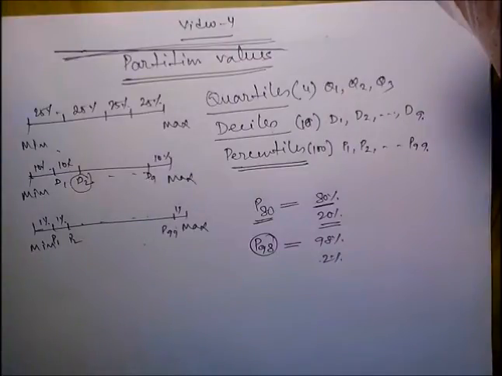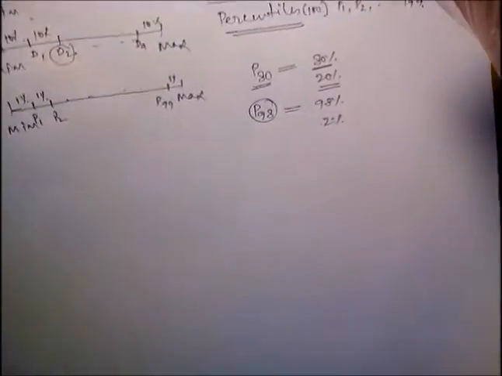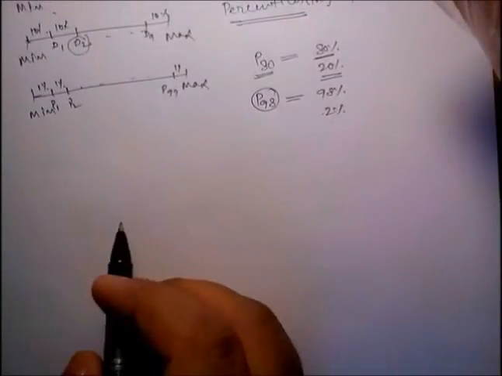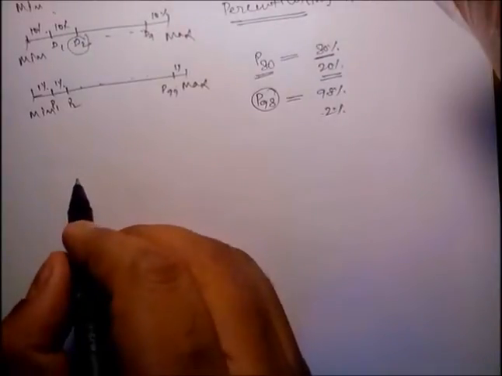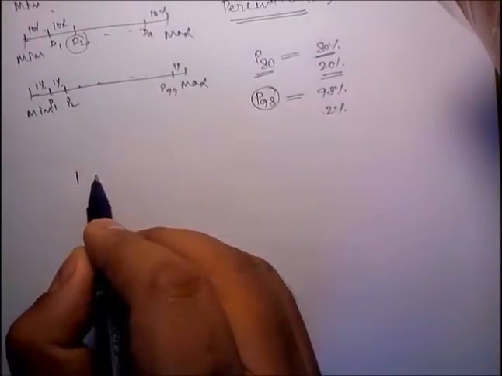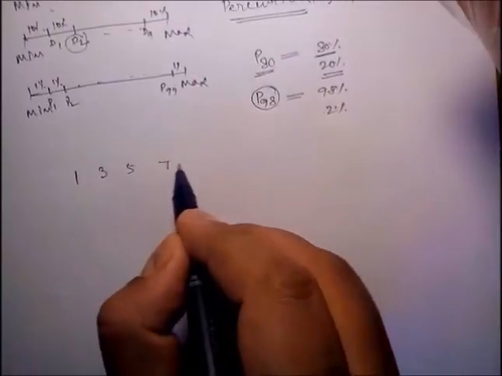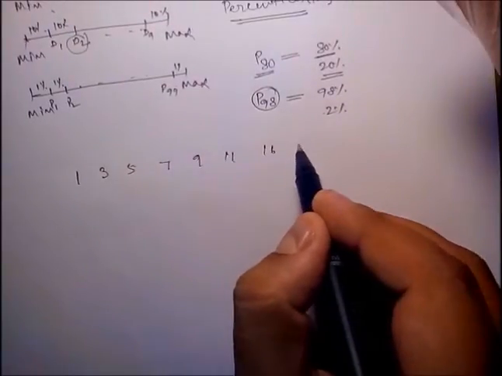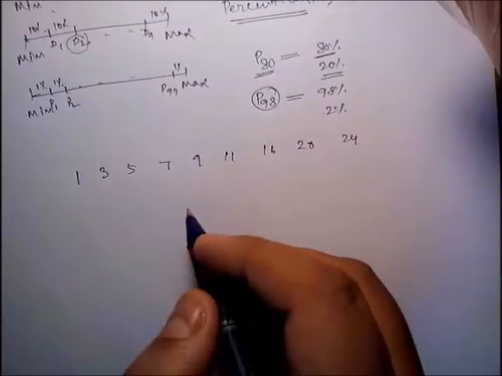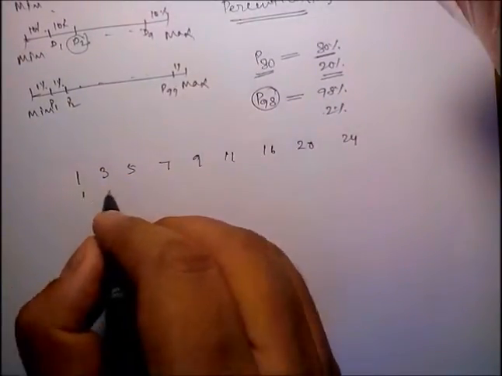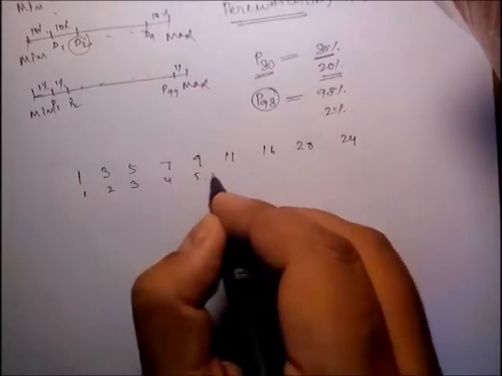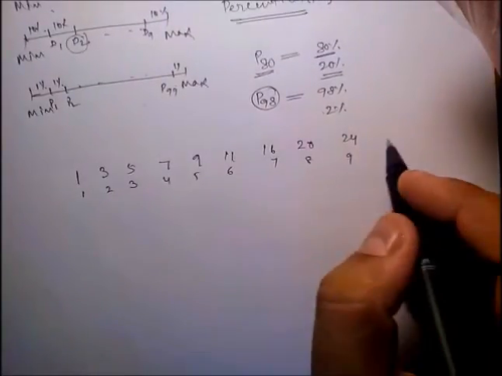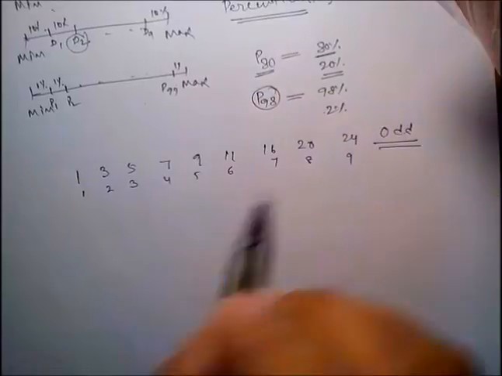First of all, we talk about the quartiles, how we can calculate them. To calculate the quartiles, different formulas are there, 7 different methods. We'll talk about any one of those. Suppose we have data: 1, 3, 5, 7, 9, 11, 16, 20, 24. The total number of data is 9, so an odd number of data are there.